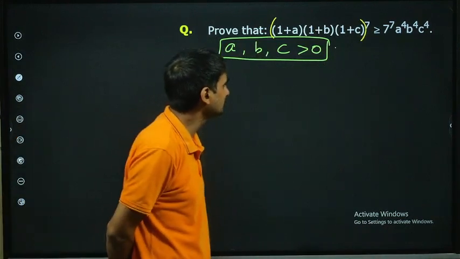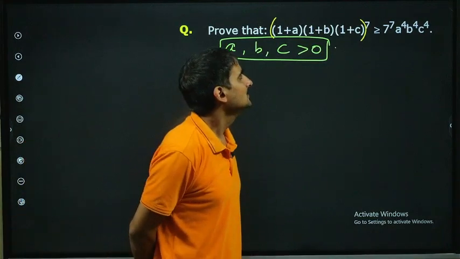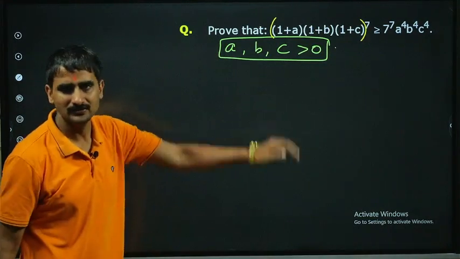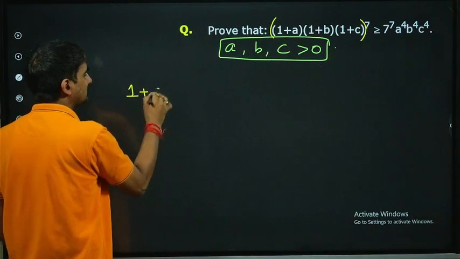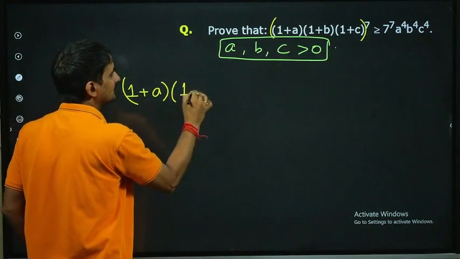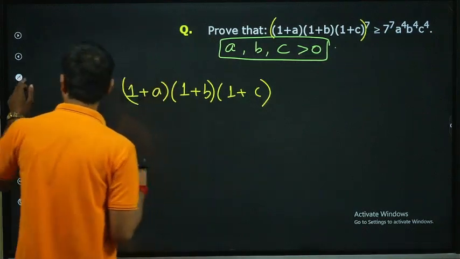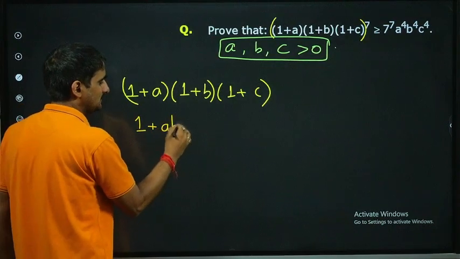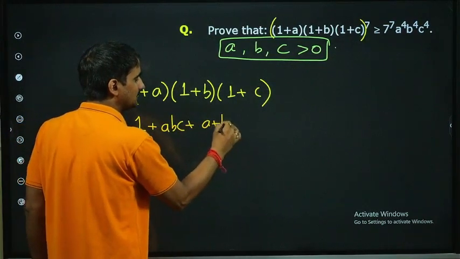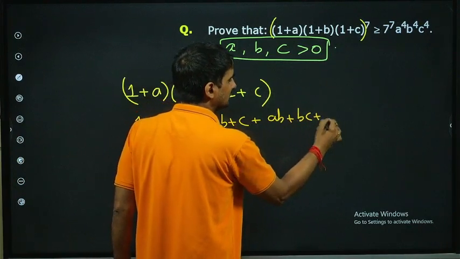(1 + A)(1 + B)(1 + C) whole raised to the power 7 is greater than or equal to whatever you have in the RHS. First, I just opened this algebraic expression which appears as a product here. You just multiply. What will we get? 1 plus ABC, then single terms A plus B plus C, and then two-term products AB plus BC plus AC.